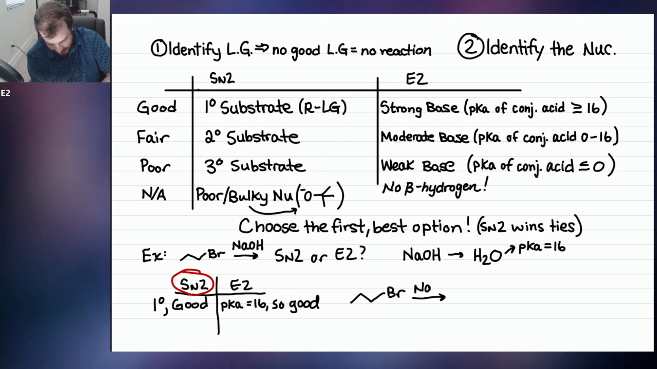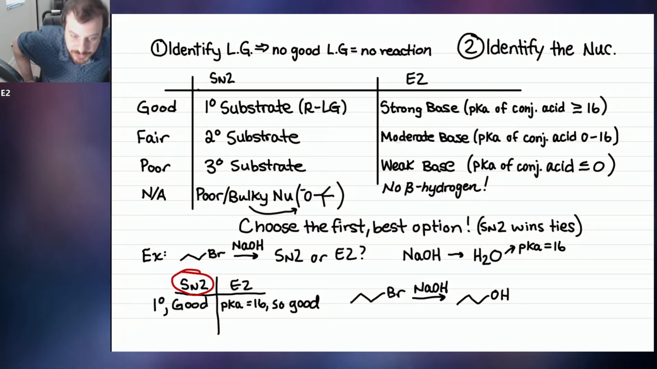So when we add NaOH to this bromide, it's going to replace the bromine with the nucleophile, which is OH minus. So our product will be the substitution product shown. Awesome. Okay, we got a lot more examples to do, so let's keep going. Take a look at example 2.